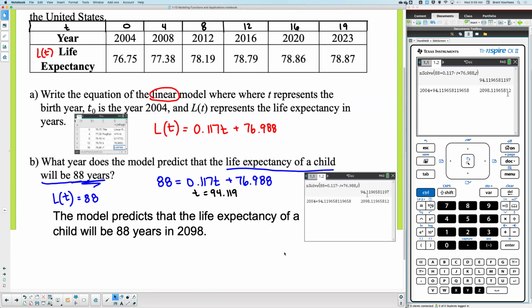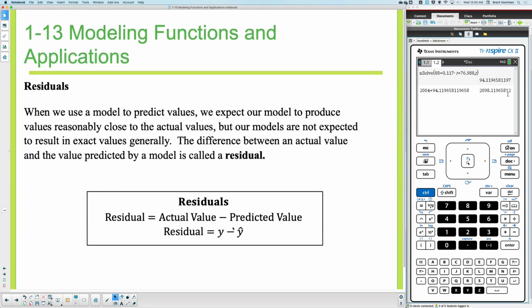So are you getting the hang of how to use the calculator? How we're going to use it to find values? Hopefully you're getting the hang of how to work it. Now, so far I've only done what type of models? We've only done linear. Is every model we're going to see this year linear, do you think? No, absolutely not. Okay, so now let's get on to residuals.